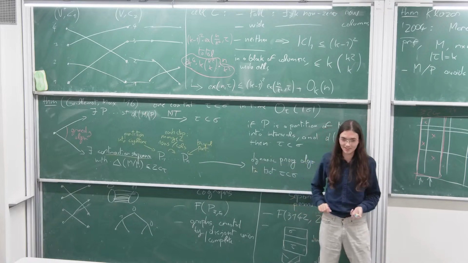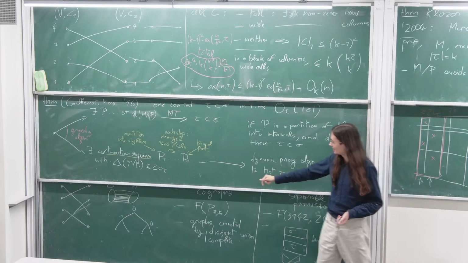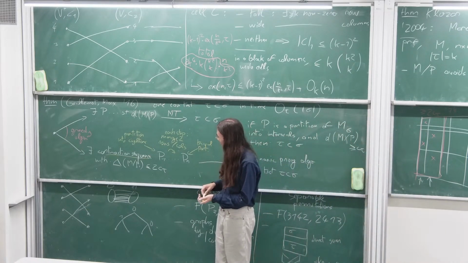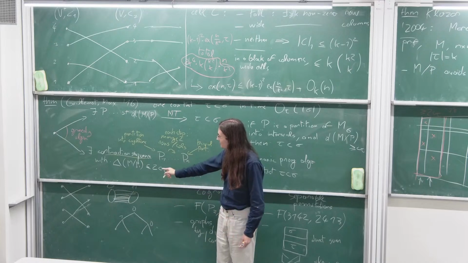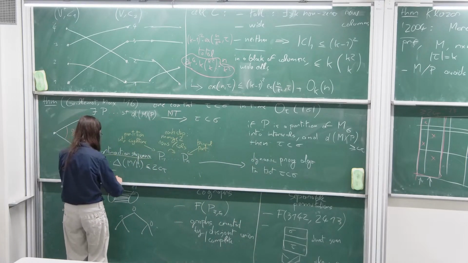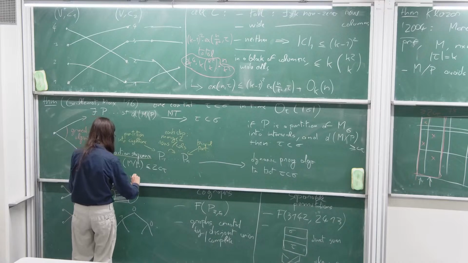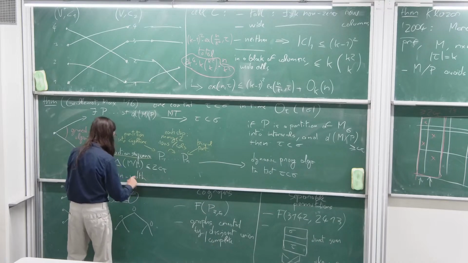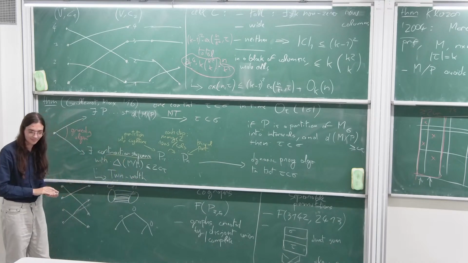Okay, I won't give more details about this, but this is the extremely nice idea of Guillemot-Marx, and this is what we now call twin width. Like having this contraction sequence.